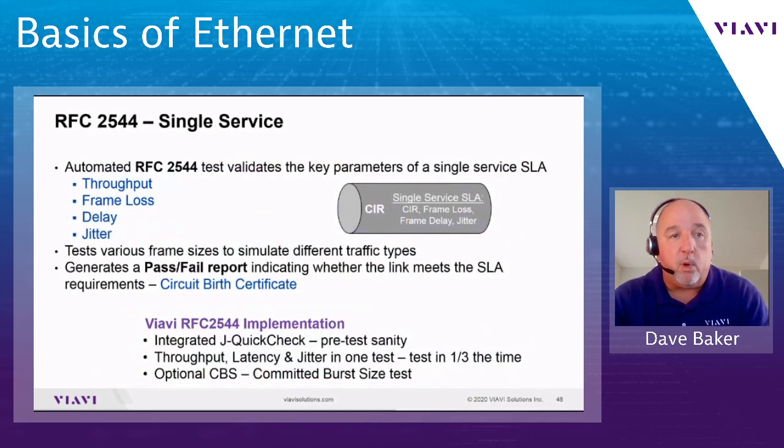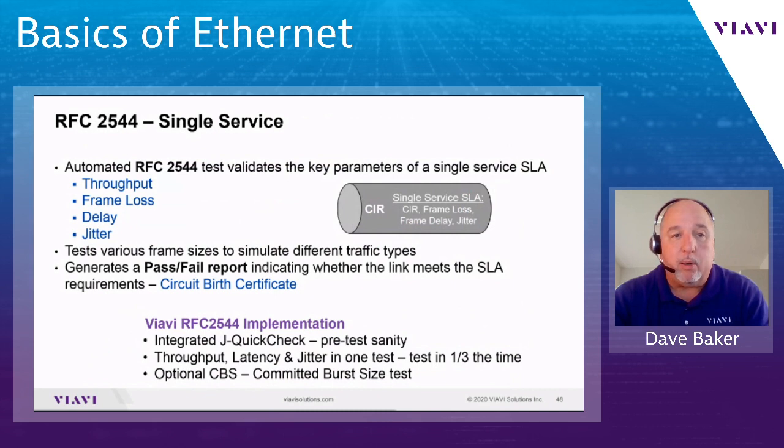RFC 2544, as I mentioned, measures throughput, frame loss, delay, and jitter. Can optionally do committed burst size too, so all your KPIs are covered. Generates a pass-fail report. Basically, you get a birth certificate for the circuit saying that it meets all the requirements that were promised in a service level agreement.